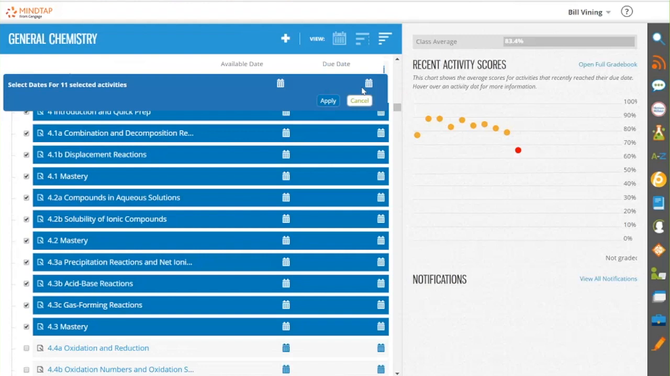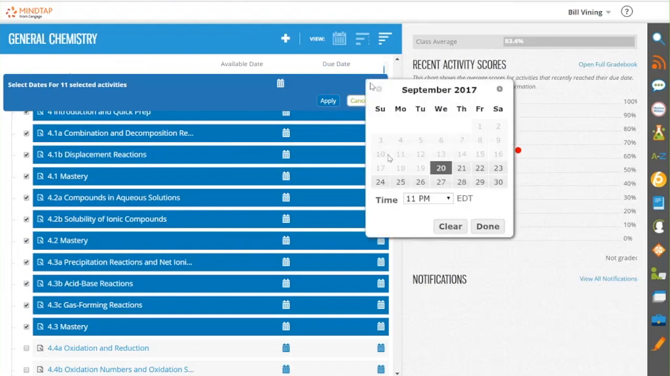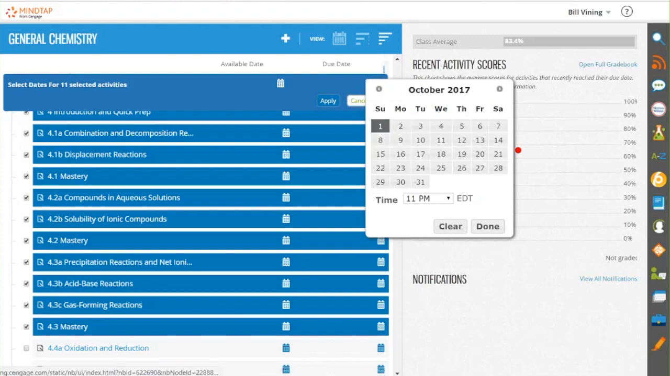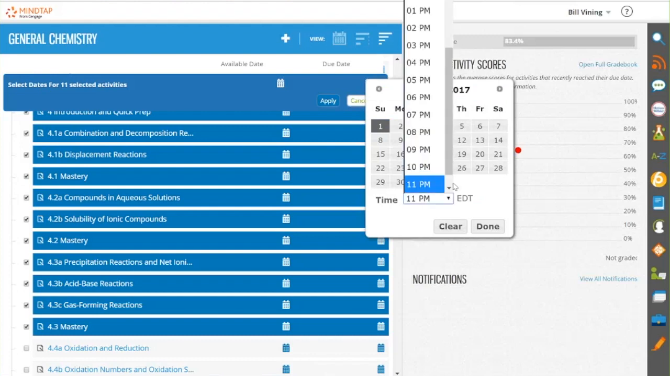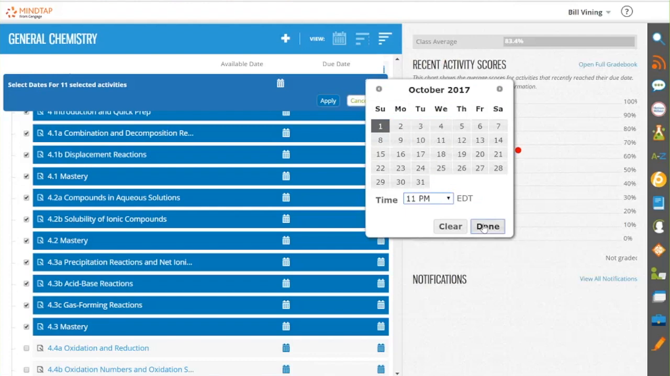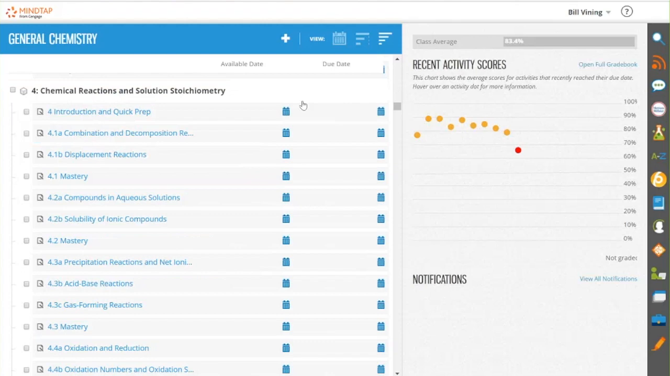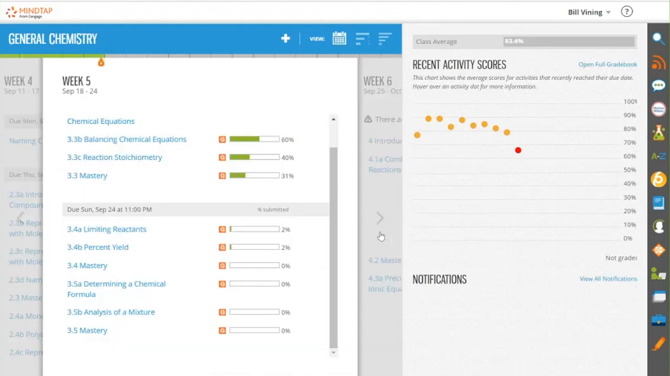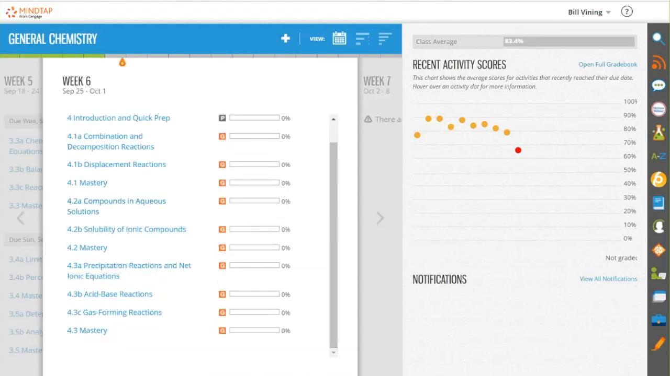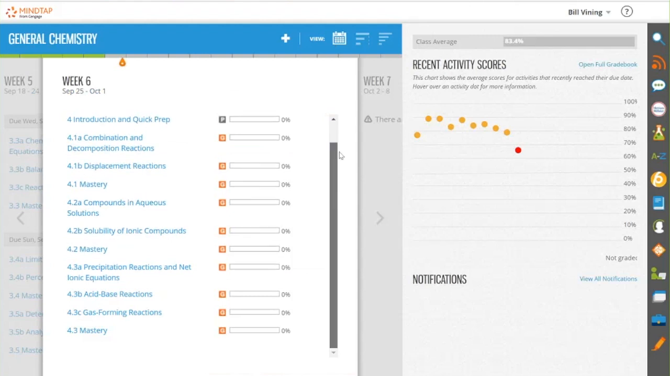So what I'll do is I'll go to this thing here. I will choose a week from this Sunday, which will be October 1st. I'll have it due at 11 p.m. You can change that. You can go all the way down to 11:59 p.m. I want my students to get some sleep. So 11 p.m. it is. I say done, I say apply, and those dates appear here, right there. And then when I go back to my weekly view, I'll see that now in that week, on October 1st, all of these are due. So October 1st at 11 p.m.